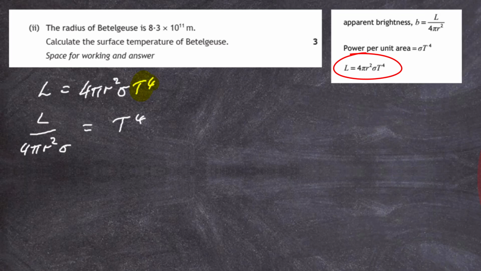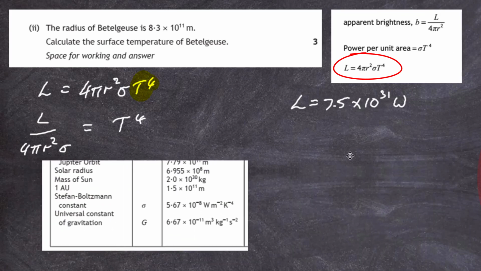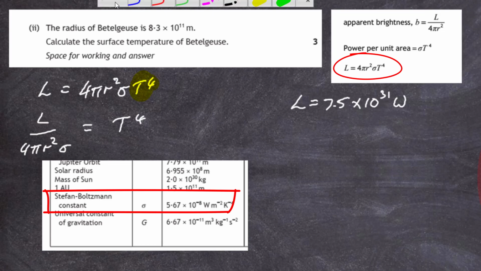So we've got to look up our data sheets. We already know the luminosity of Betelgeuse from our previous calculation: the luminosity is going to be equal to 7.5 times 10 to the power 31 watts. For the Stefan-Boltzmann constant, we have to look up the data sheet. And you can see the Stefan-Boltzmann constant there, sigma, and that's going to be the following value.